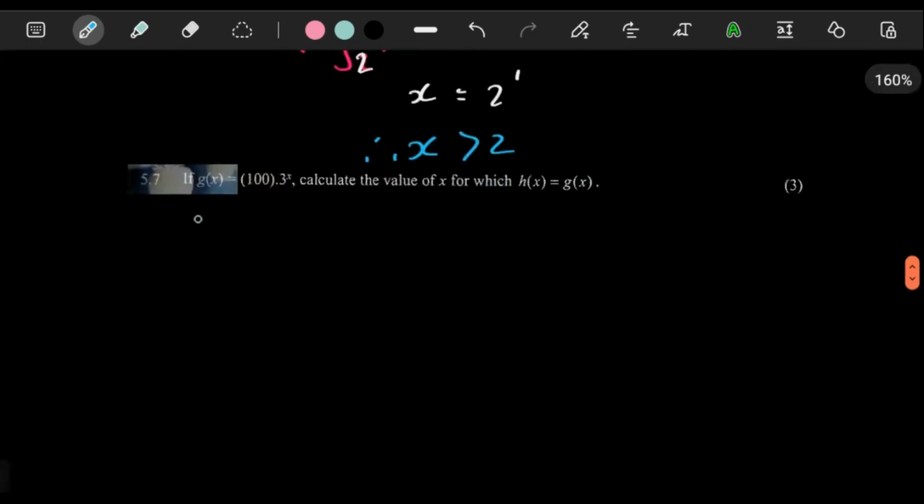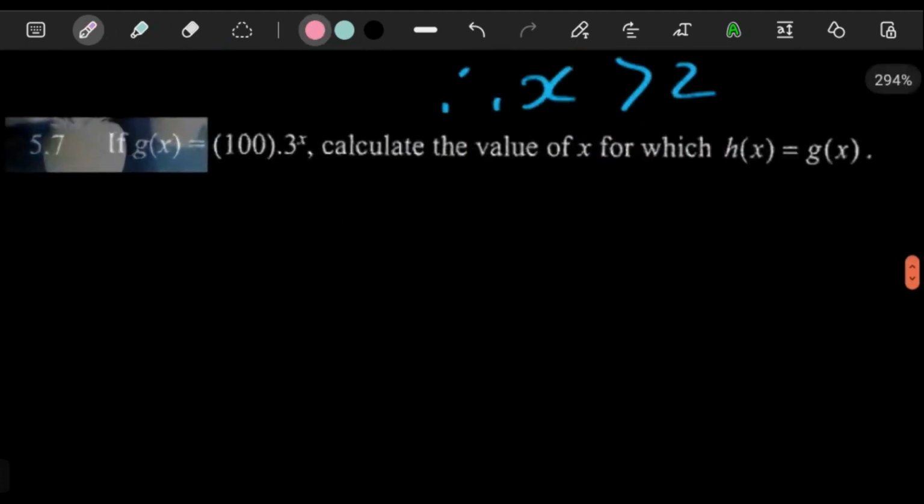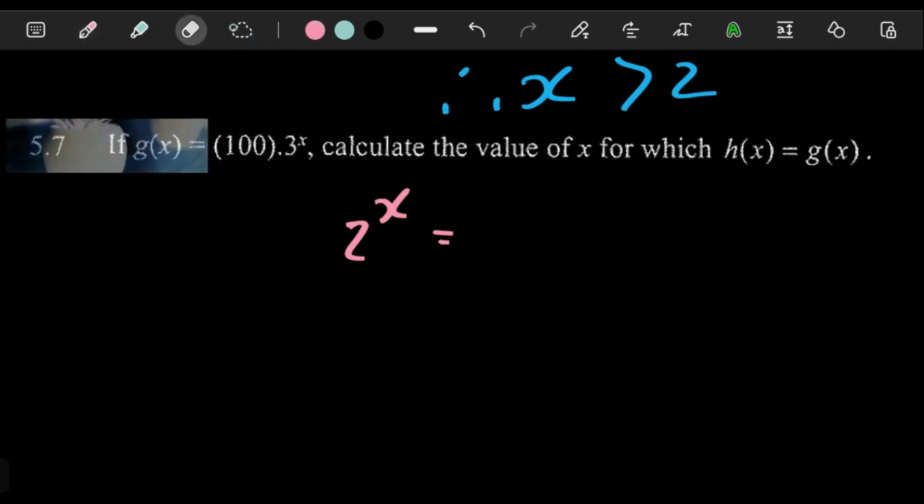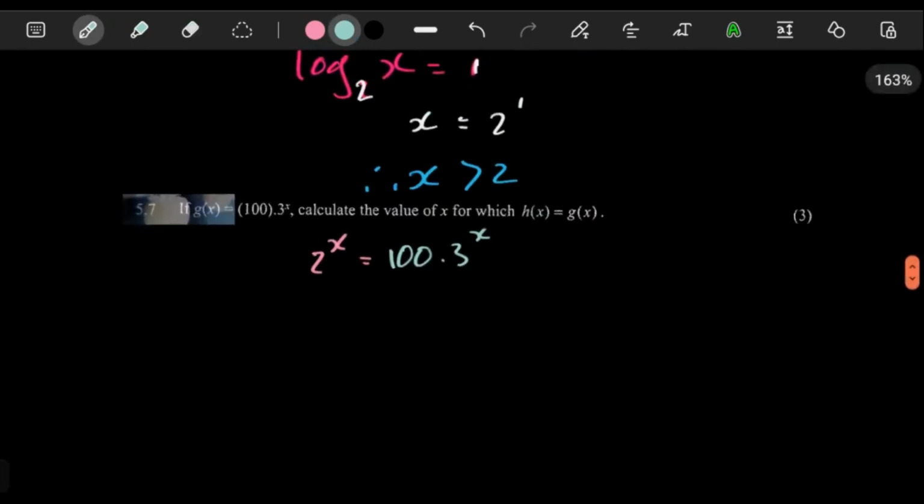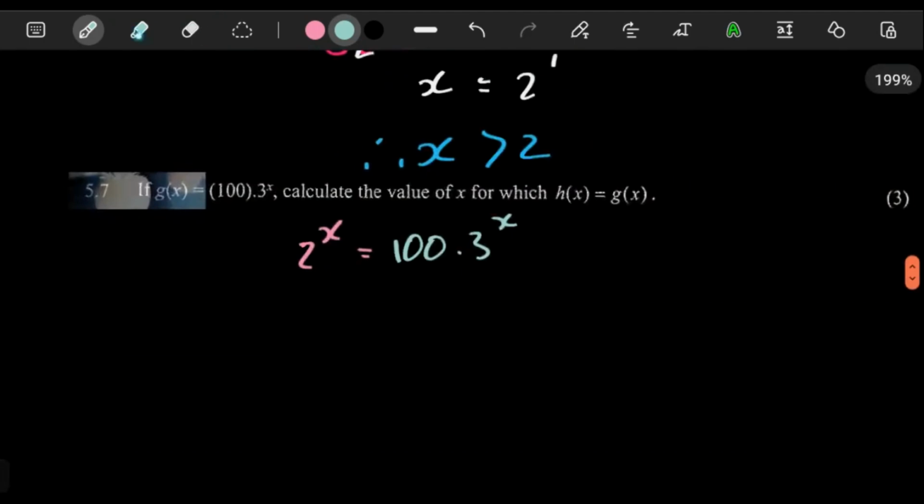3 marks. If g of x is this, calculate the value of x for which they are equal to each other. h of x is 2 to the power of x, and g of x is 100 times 3 to the power of x. They're offering 3 marks, so they're asking where these are equal.